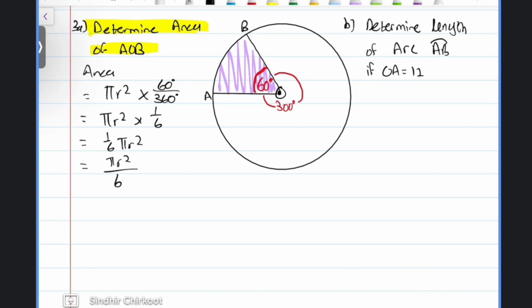Okay, so next part, guys, is for us to do B, and B, like I said, is to determine the length of the arc AB. Like I said, if you do AP or ad maths, you'd understand the concept of a sector. But yeah.